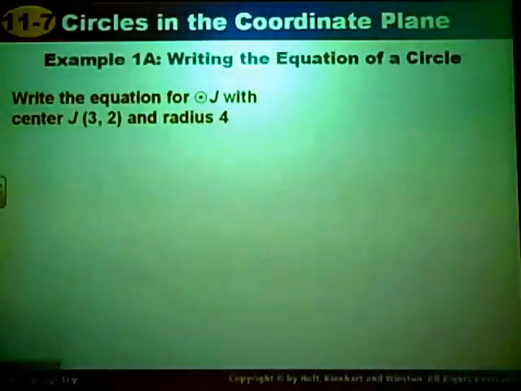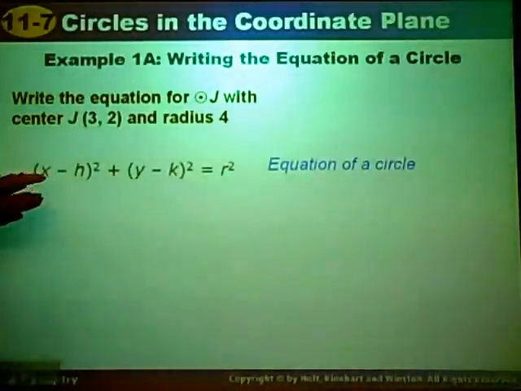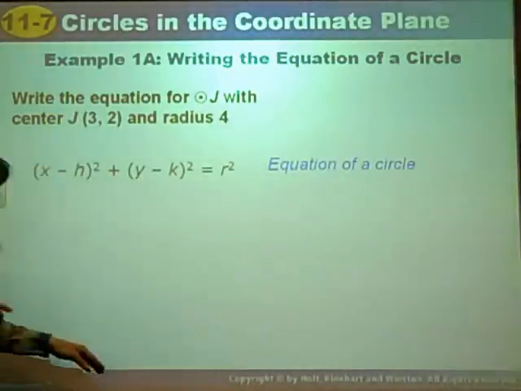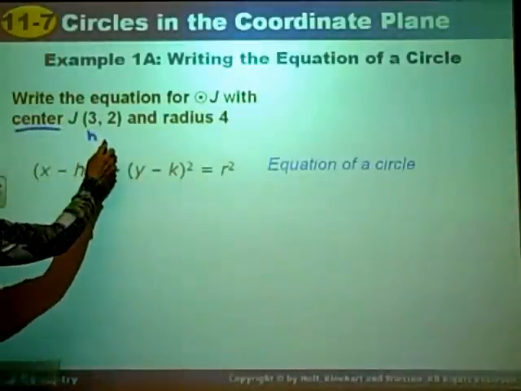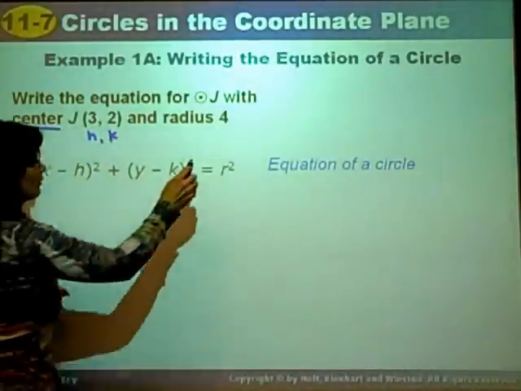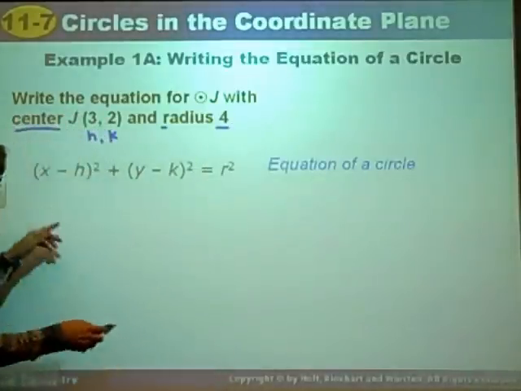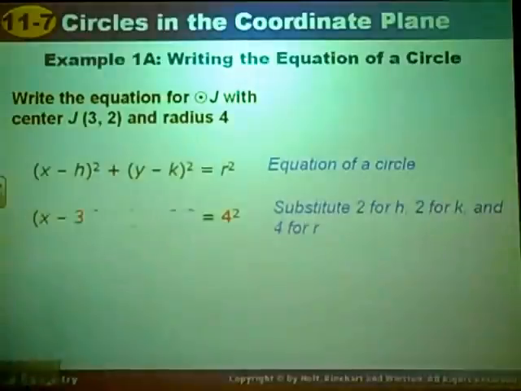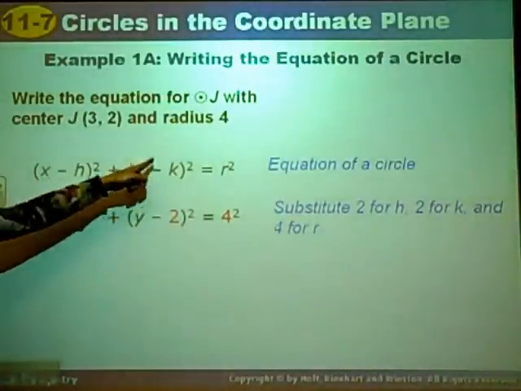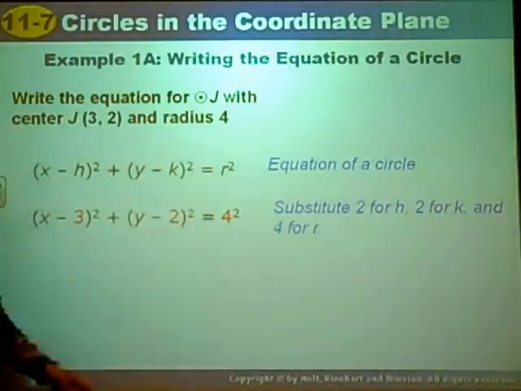We want to write an equation for circle J if we know the center and we know the radius. So whenever you're doing this, just like when you did equations in point slope form or whatever, step 1 is to write down the equation of a circle. Identify what you've got up here. I would think, okay, here's my center, so this is h and this is k. Here's my radius. And then you just plug them into your formula. 3 goes in for h, 2 goes in for k, and 4 goes in for the radius.